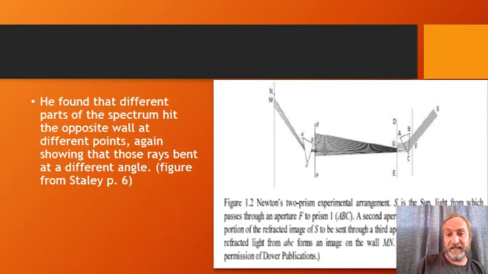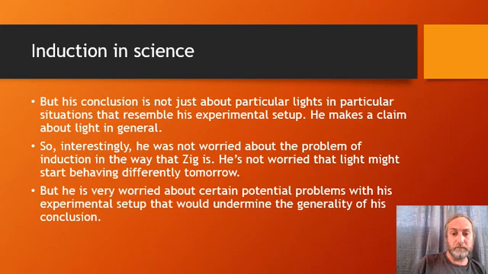So here's the second setup he did, where he runs it through the prism, through a hole, and then through another hole, and then through another prism. So in the end, he made a general claim about the nature of light.